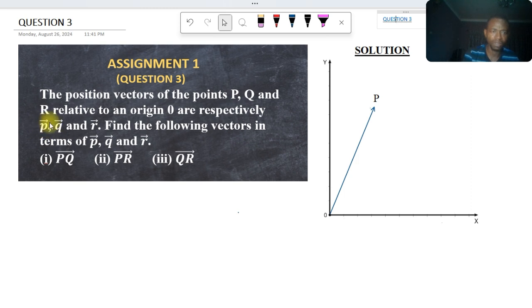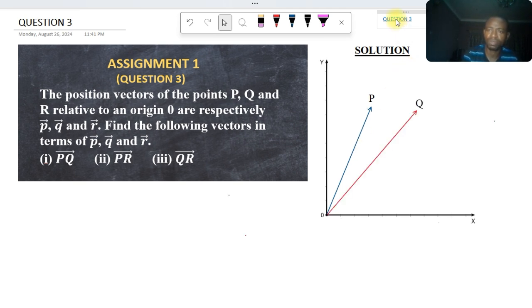This vector has been used to represent that line that you have here. Then we can also have Q, that's another position vector starting from the origin. We also have R.